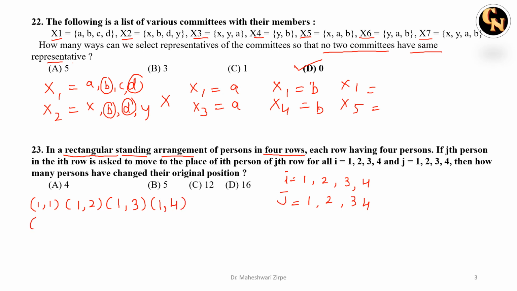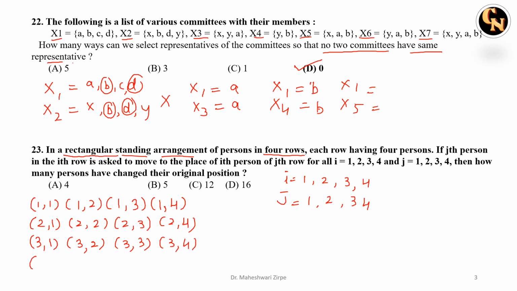row. Then 2 1, 2 2, 2 3, 2 4. Then we have 3 1, 3 2, 3 3 and 3 4. Then what are the possibilities we can have that we are writing first: 4 1, 4 2, 4 3 and 4 4. So in this way we will get a rectangular standing arrangement for 4 persons of the i and j rows.